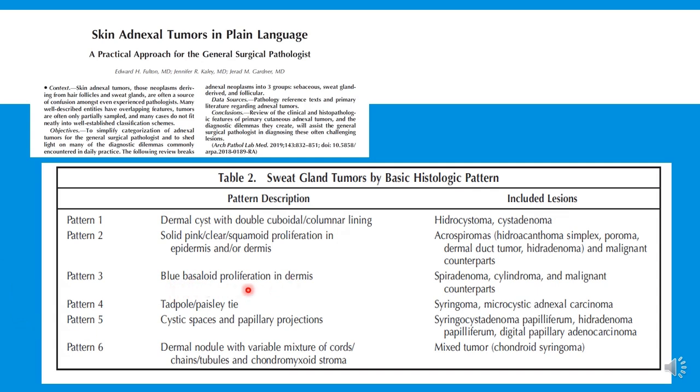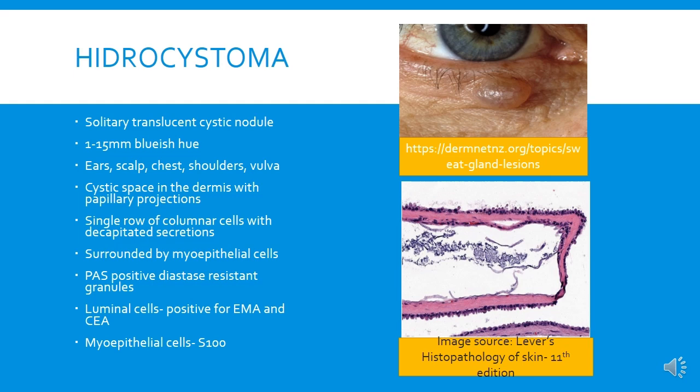And the third pattern is blue basaloid proliferation in the dermis, which is seen in spiradenoma, cylindroma, and so on. And a tadpole paisley type pattern is seen in syringoma. Cystic spaces and papillary projections are seen in syringocystadenoma papilliferum, hidradenoma papilliferum, and digital papillary adenocarcinoma. And a dermal nodule with variable mixture of cords, chains, tubules, and chondromyxoid stroma is seen in mixed tumor, which is chondroid syringoma. Let us move on to the first entity in eccrine and apocrine tumors, which is the hidrocystoma.